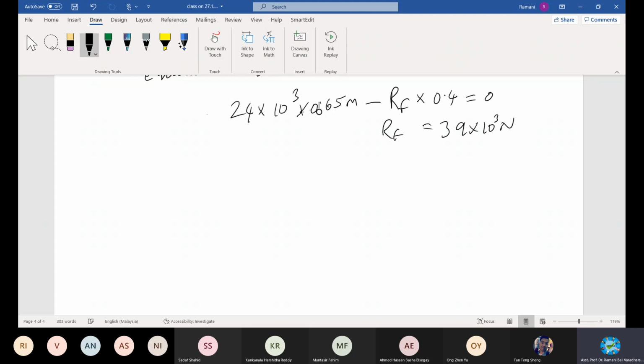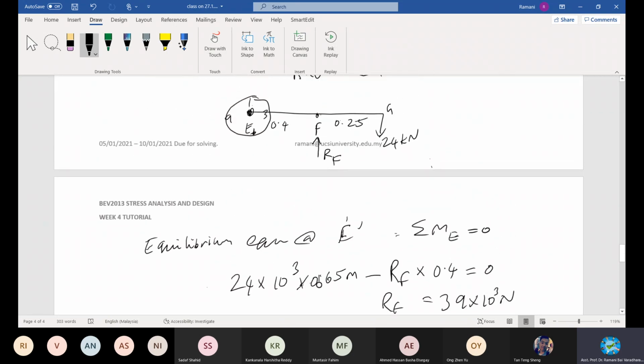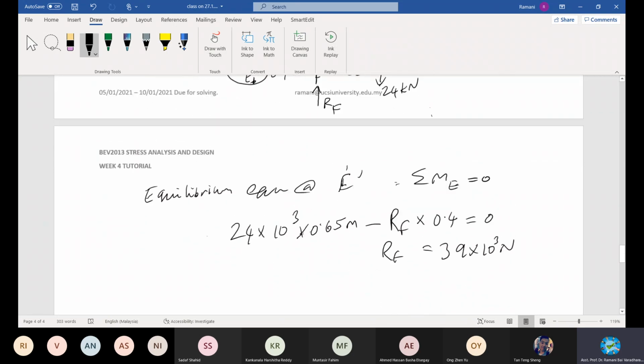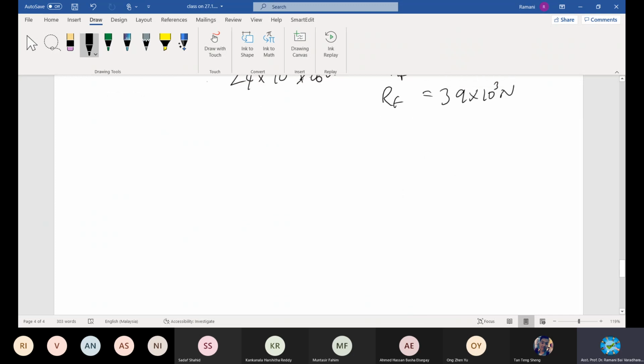Okay, let it be kilonewton or newtons. If you don't use 10 power 3, put it as kilonewton. Right, I got one answer. I got the load, the reaction that is taking place. The load is gotten already. You can now design that member.